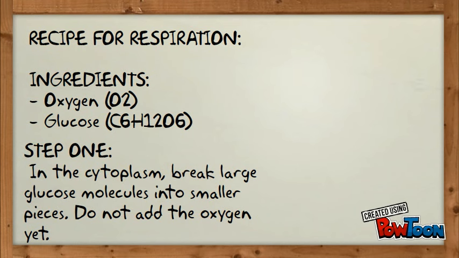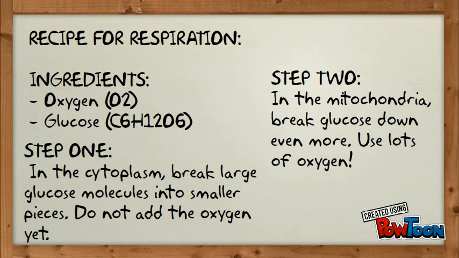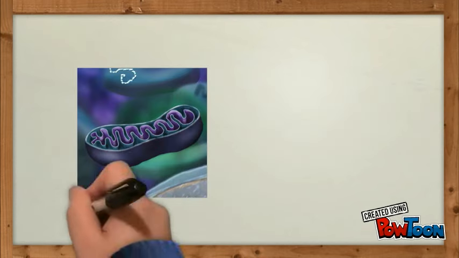The second stage happens in the mitochondria. Here, the glucose molecules are broken down into even smaller pieces. This part of the process uses oxygen and produces most of the energy. This is why the mitochondria is called the powerhouse of the cell.